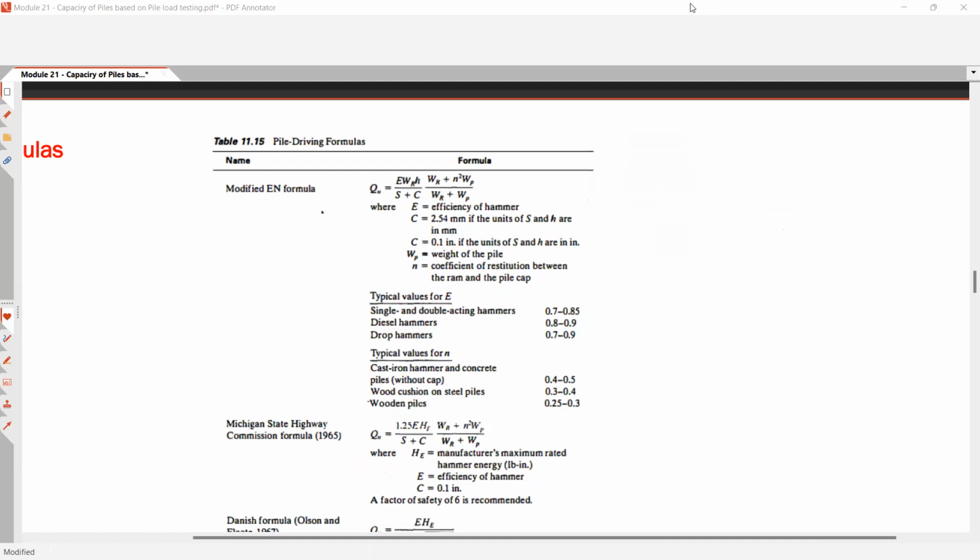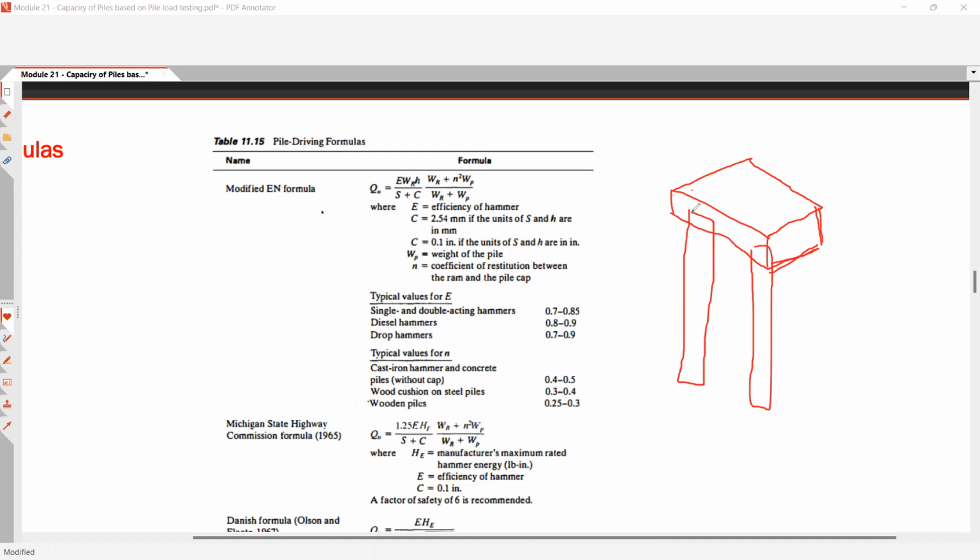Yung pile cap na yan, ito, yung kasama nung inyong piles. Okay? Sila yung para siyang isolated din. Ang itsura kasi nito, para siyang isolated footing din. Okay? Meron lang siyang piles sa ilalim. Yan, may piles lang yan sa ilalim. Okay. So, ganyan yung drawing.